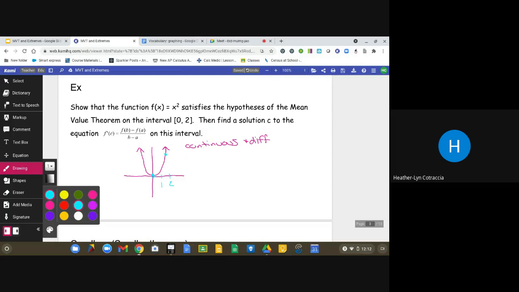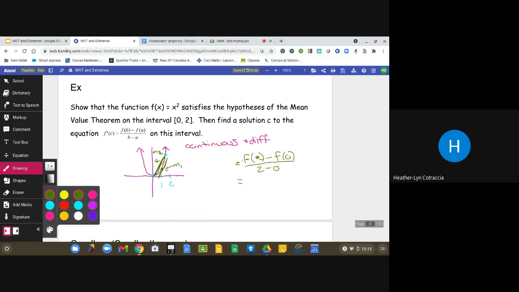So basically, again, I am going to connect my endpoints together. I'm going to find the slope of that line right there. I'm going to call that M2 because it's kind of the second side of the equation. And then I need to find a place somewhere in between where the slope of that tangent line, which I'm going to call M1, is equal to it. So 2 things we need to do here. Let's find the slope of that secant line that connects those together. That would be equal to f of 2 minus f of 0 all over 2 minus 0.